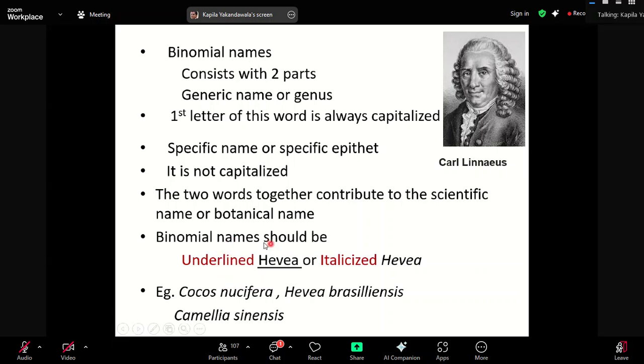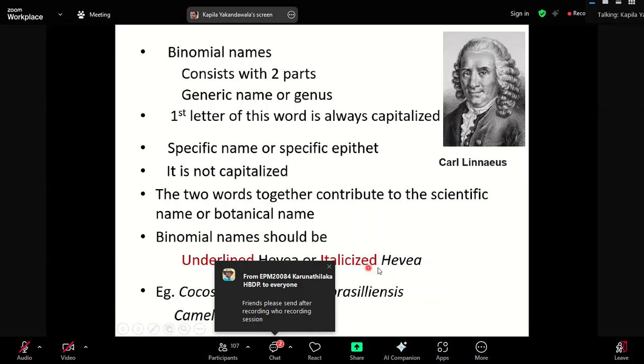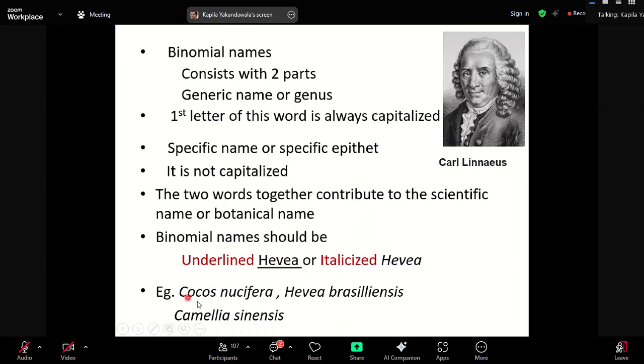When you write a botanical name, you have to either underline or you have to italicize. As an example, Hevea is genus name of the rubber. You have to underline or you have to use italic font. This is the correct way of writing a botanical name. Cocos nucifera is coconut. Generic name starts with capital letter C.